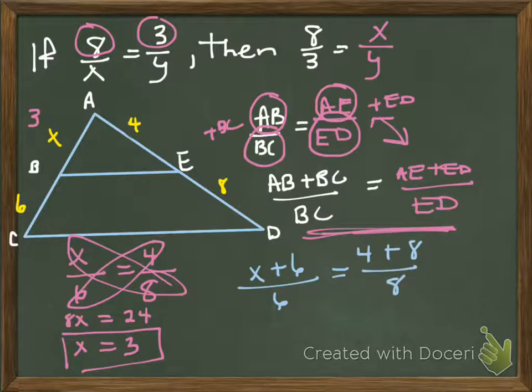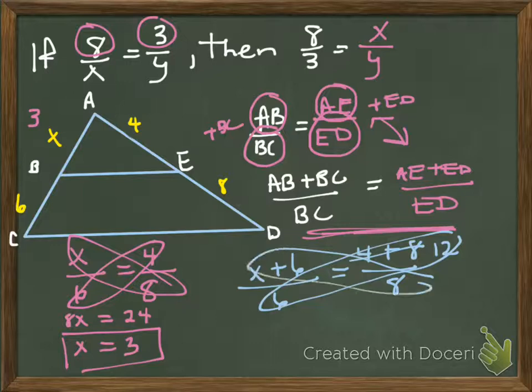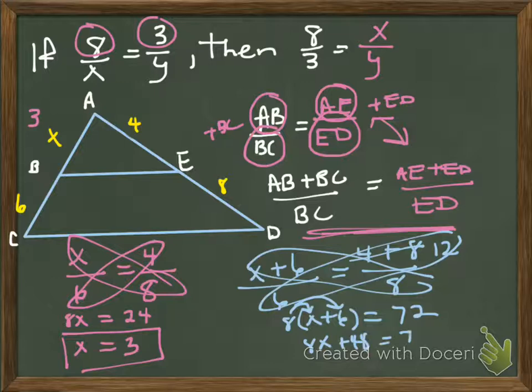So let's go ahead and simplify some of this that we can. Up here, 4 plus 8 becomes 12. And so now we're going to cross multiply and do our algebra. So now we have 8 times x plus 6 is equal to 12 times 6, which we know is 72. If I continue to solve this out, I'm going to have to distribute this 8, and I end up with 8x plus 48 equals 72.